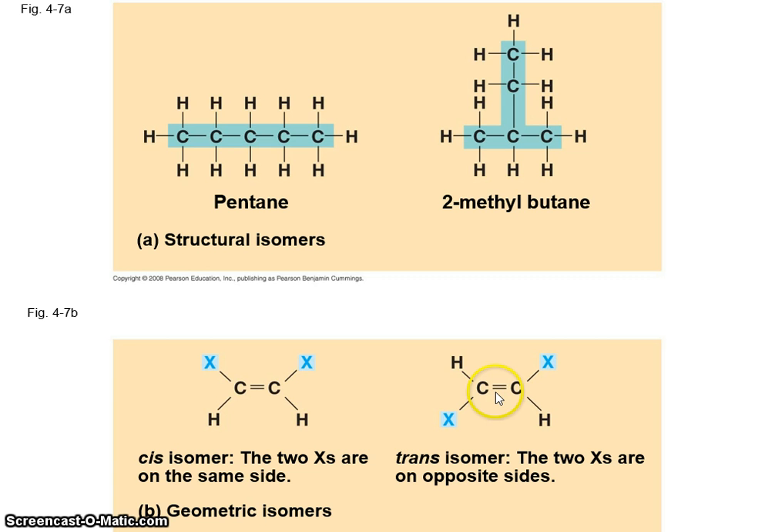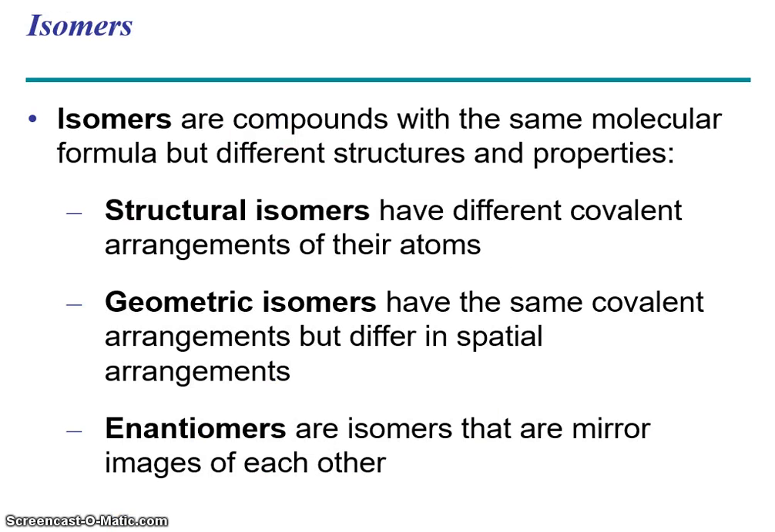Because double bonds are rigid, they do not spin, they do not rotate, so these attachments, these other groups, will stay in that position. Okay, so that makes sense there. The last type of isomer, and this is the one that's the trickiest, is what we call an enantiomer.